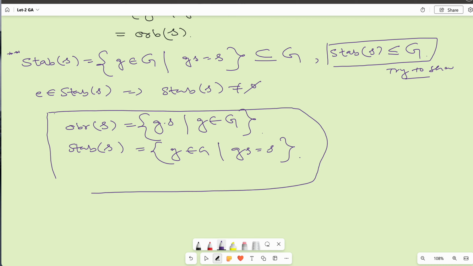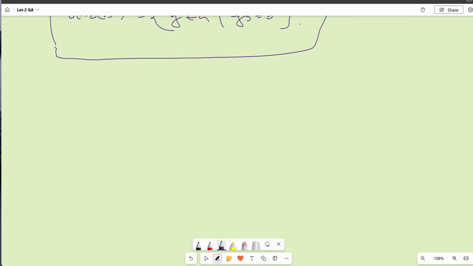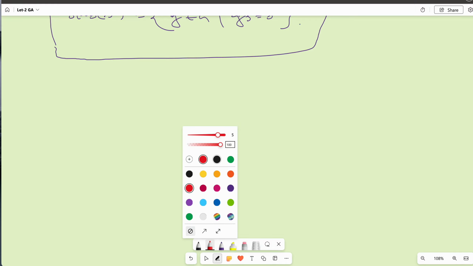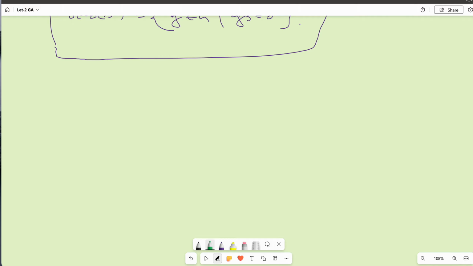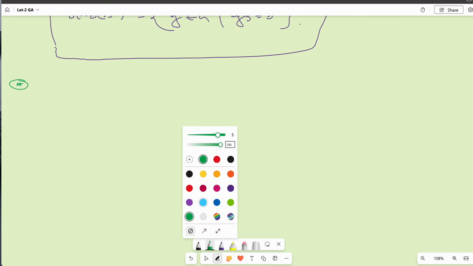So now we are coming to the orbit stabilizer lemma. This is called the orbit stabilizer lemma. Just highlight it. I guess this color will be good. This is called the orbit stabilizer lemma. This color is not showing, so I will choose something different, right?